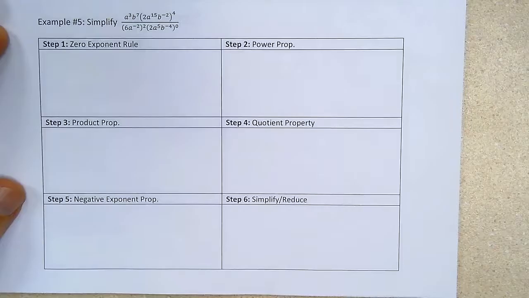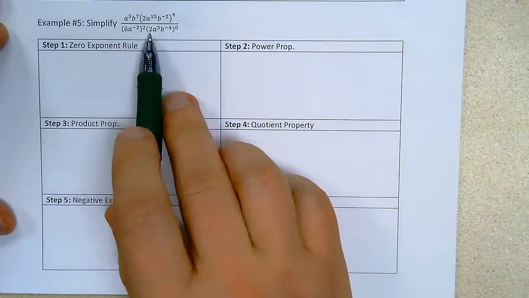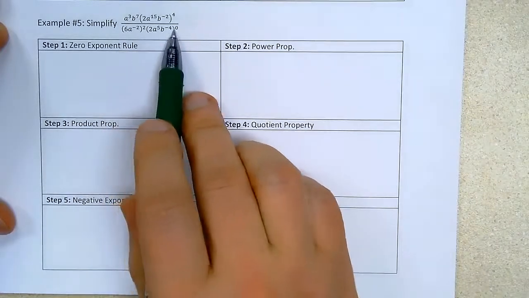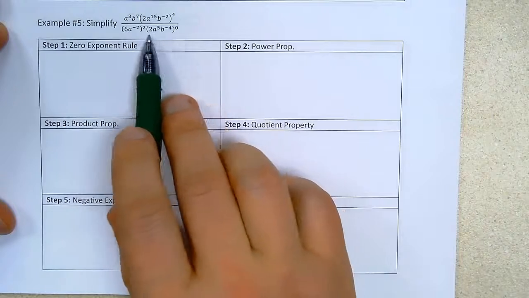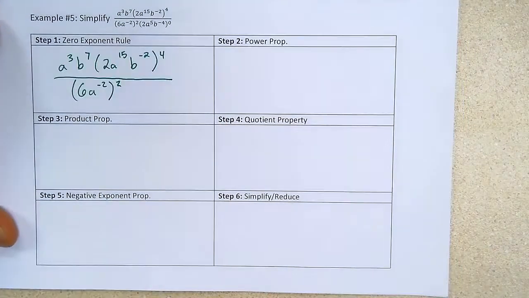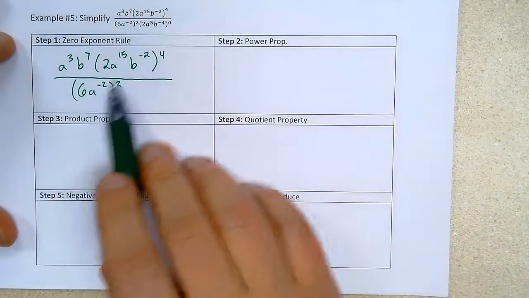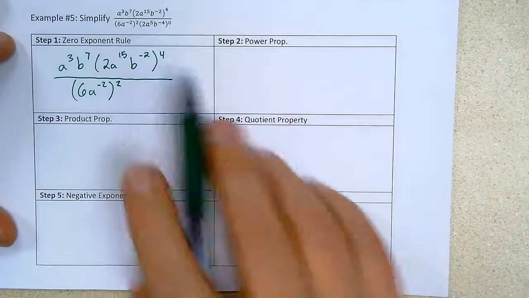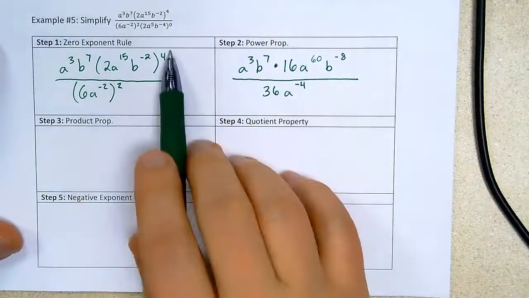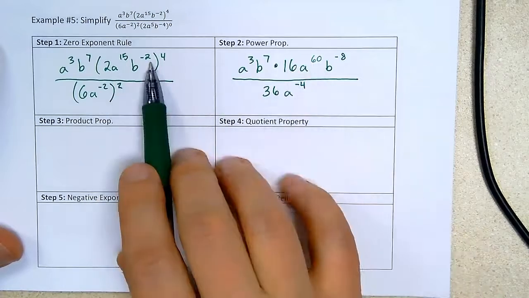Example 5 looks pretty messy, but our very first rule is the zero exponent rule, and this 0 applies to that whole parenthesis set, so that whole parenthesis set is going to turn into a 1. Then we're going to apply the power property. We have a 2 to put into the denominator and a 4 to put into that parenthesis set in the numerator. 2 to the 4th is 16. 15 times 4 is 60, and negative 2 times 4 is negative 8.